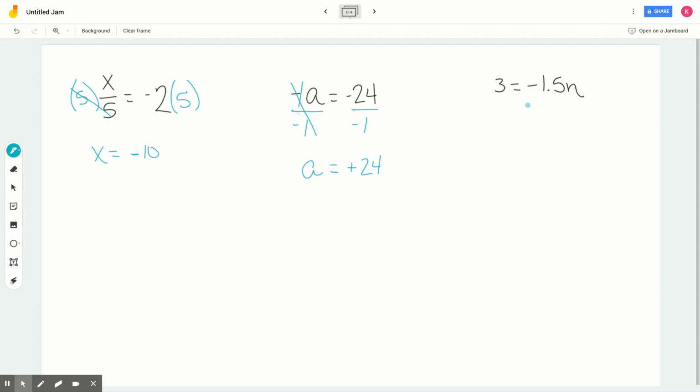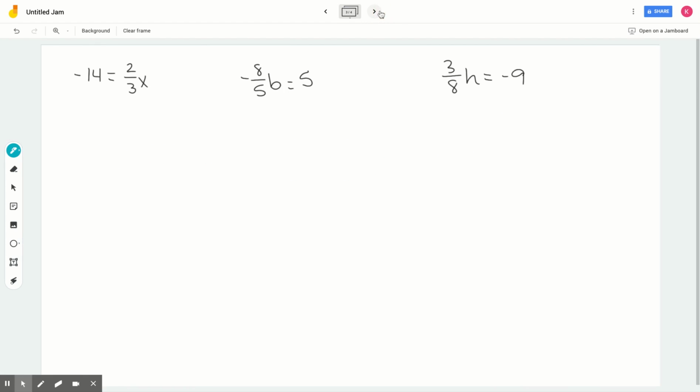On the third one, we have 3 equals -1.5n. Now remember that -1.5n and n are being multiplied by each other since there's no operation. So go ahead and give this one a try and come back when you're ready. You should have divided by -1.5 on both sides. A positive divided by a negative is a negative. 3 divided by 1.5 is 2. And we can cancel our 1.5s here. So we have n. So -2 is equal to n.